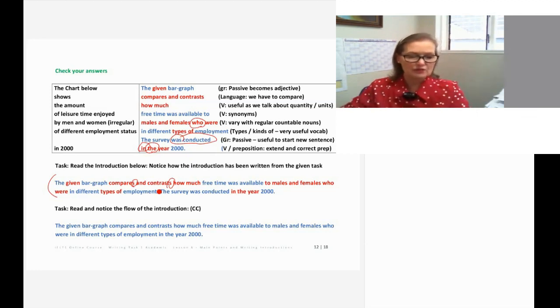So just read it through once again. The given bar graph compares and contrasts how much free time was available to males and females who were in different types of employment in the year 2000. And that's one way to write a good introduction.